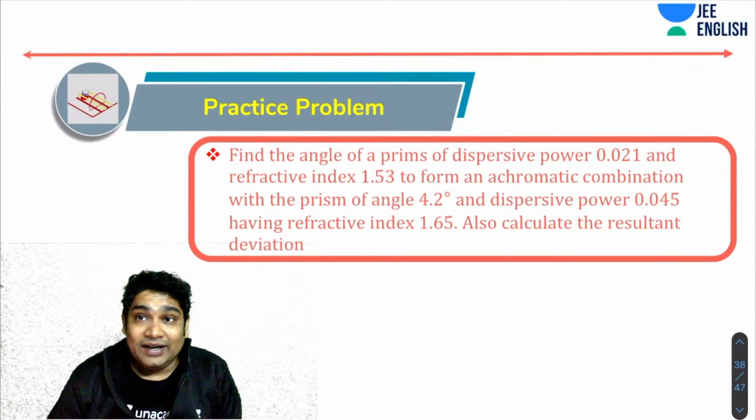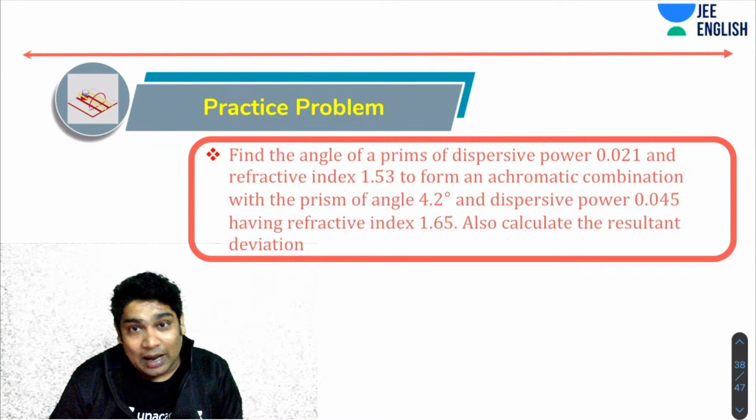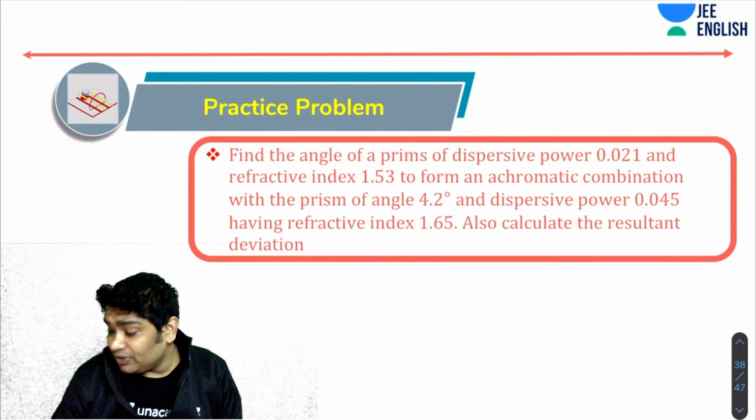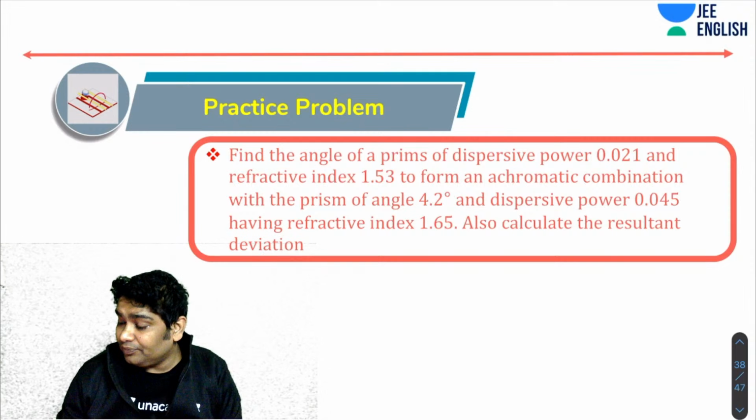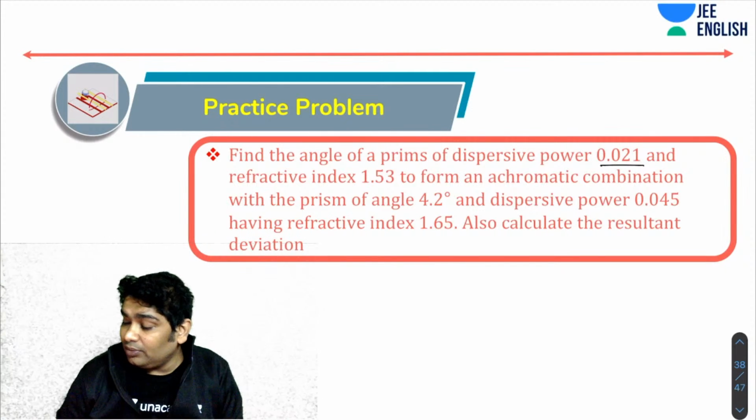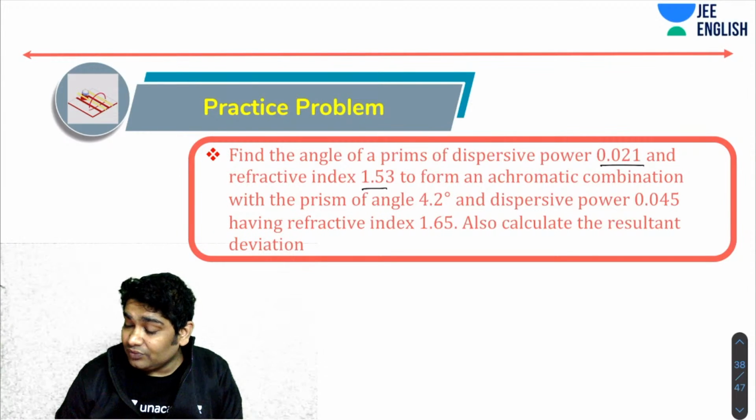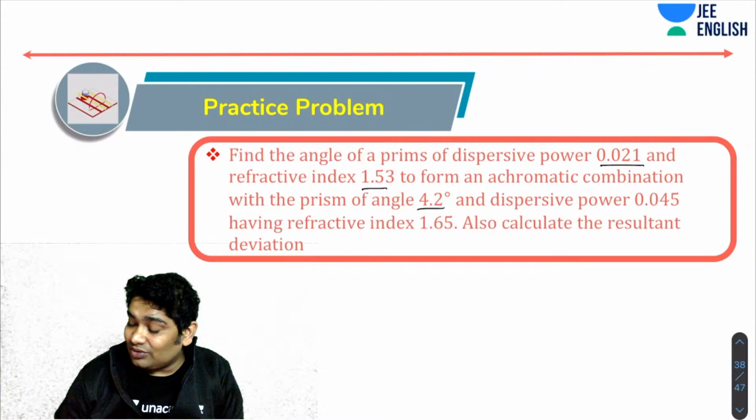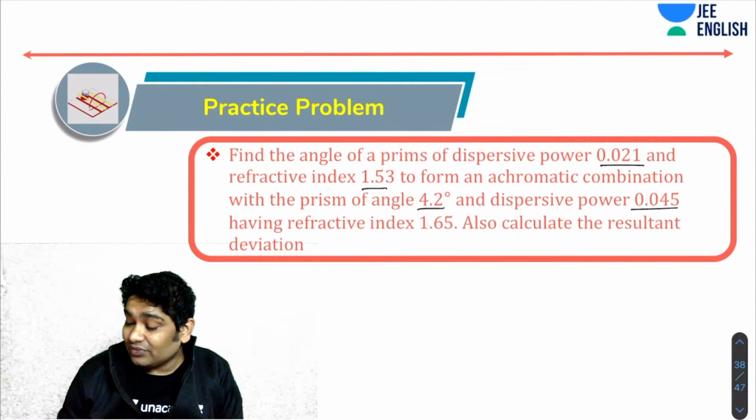All right, so last question for the day, and then we wrap up today's discussion. So again, you have to now find the angle of prism of dispersive power 0.02 and refractive index this, to form an achromatic combination with a prism of angle 1.42 and dispersive power of this having refractive index this. Also calculate the resultant deviation.